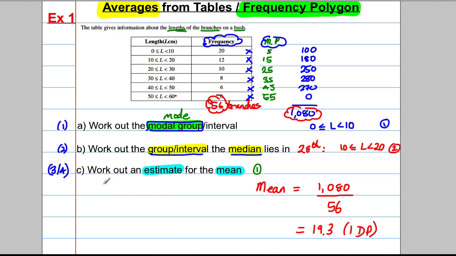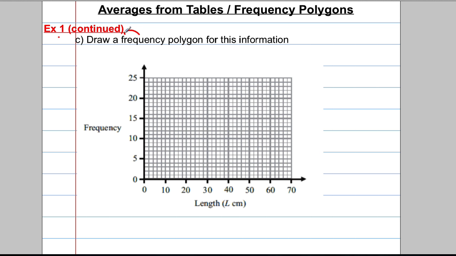Okay, and this one's usually worth 4 marks. You can see why. Firstly, the midpoint column 1 mark, then to do the multiply 2 marks, to add up the column 3 marks, and to do 1080 divided by your total number of branches would be your 4th mark. Okay, so they're the 3 averages you can be asked. The last thing you can be asked to do is draw what's called a frequency polygon.